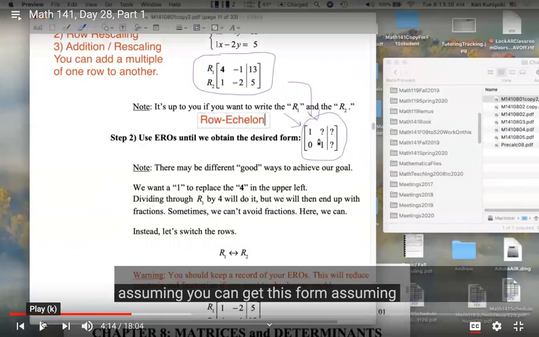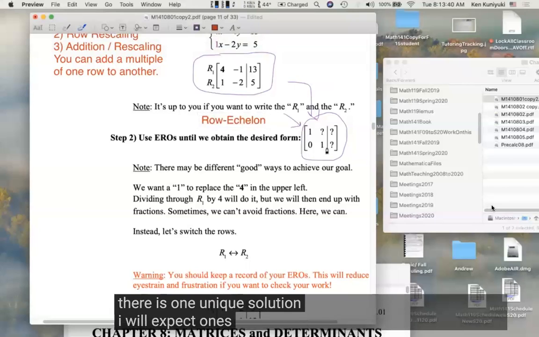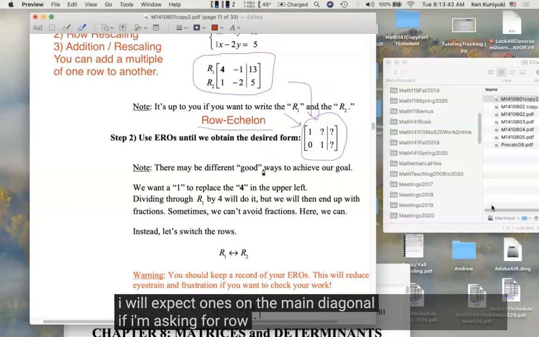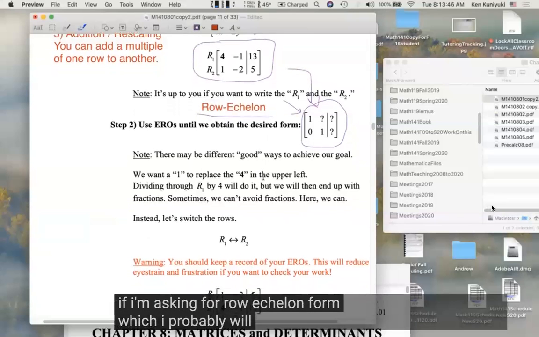On the homework, this last homework assignment for chapter 7 and chapter 8 and so forth, you must go to row echelon form, okay? I know some people are used to not having ones on the main diagonal, but let's say that I have the right to mark you down if you don't put your matrix in row echelon form, okay? So make sure that if there is one unique solution, you have ones along the main diagonal, okay? So I have the right to demand that, row echelon form, even though it may not be explicitly stated in the homework. If there is one unique solution, I will expect ones on the main diagonal if I'm asking for row echelon form, which I probably will.